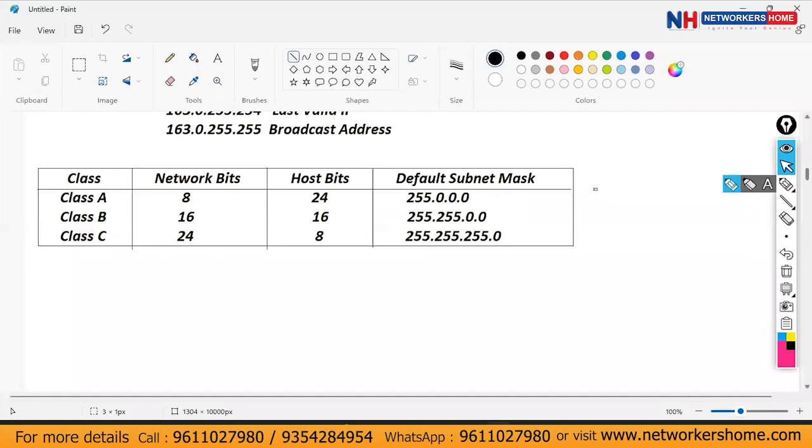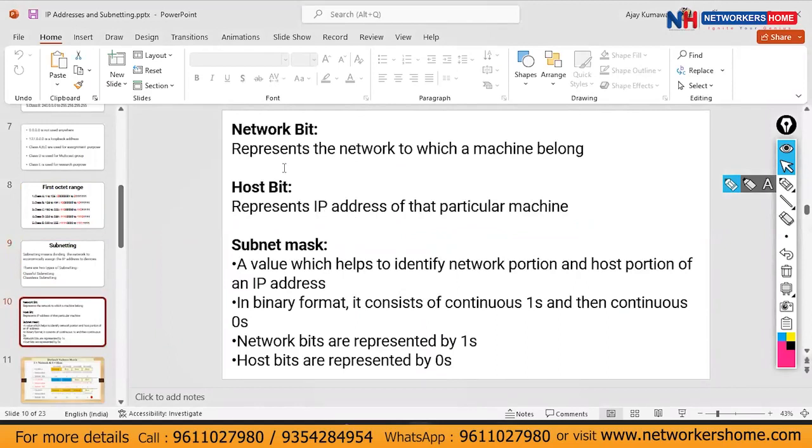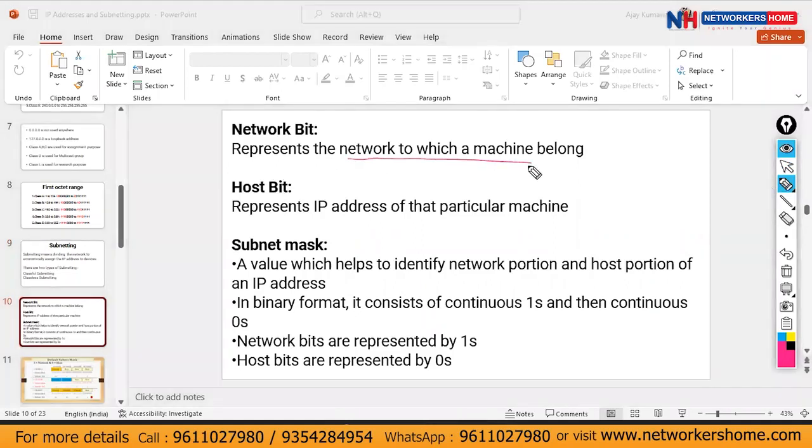Okay. This is clear. Now let's go back to the presentation and see what things are there. So first of all, subnetting. We'll be discussing subnetting, but before that, we must know something about the network bits, host bits, and subnet mask. So what are the network bits? They represent the network to which a machine belongs. Like your enrollment number, similarly in your IP address, the network bits represent the network to which a machine belongs.